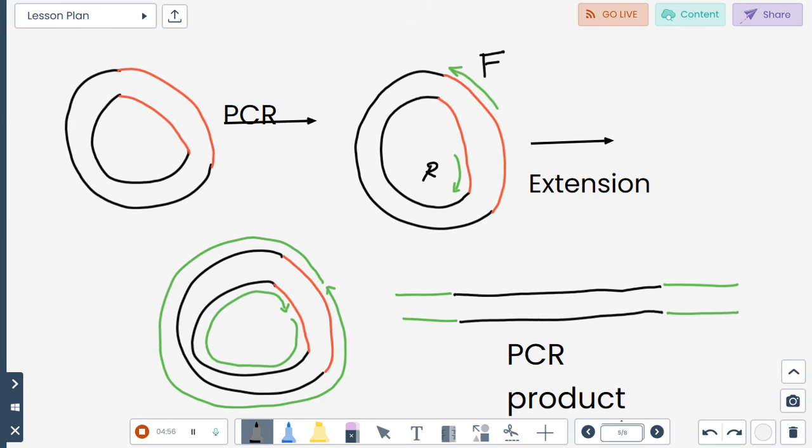Add MgCl2, Taq polymerase, and dNTPs, and go for the extension step. When you do the extension, this 3' end will be extending and will make the product like this, and this also will be extending and will make the product like this.